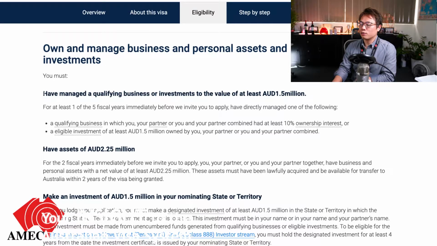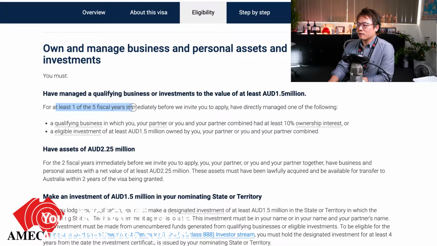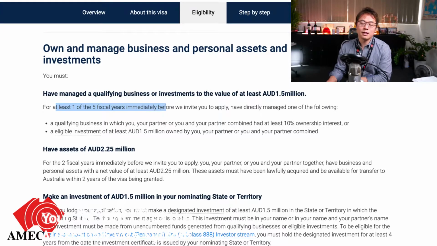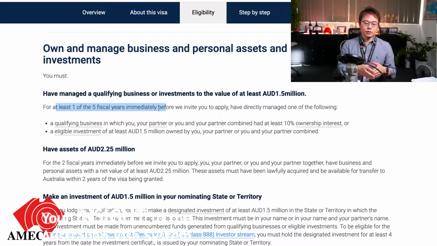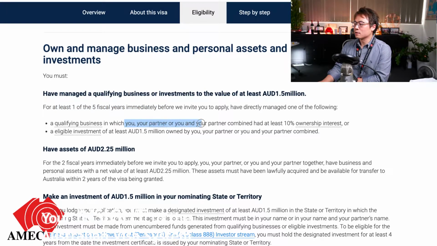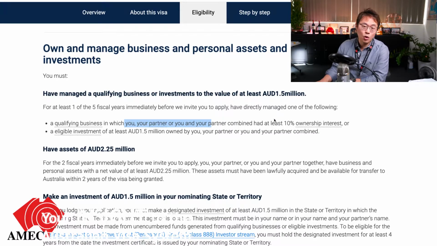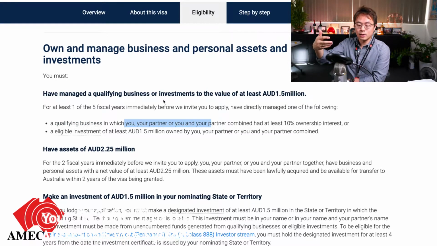First thing, you are required to prove that you have managed a qualified business, or it's an or investment, of at least 1.5 million for at least one of the 5 fiscal years immediately before you apply. So if you apply in 2020, between 2015 and now, you need to pick 1 year or 2 or 3 or more. You need to prove that either you and your business partner actually have a combined at least 10% ownership interest in the qualifying business, if you operate and own a business.